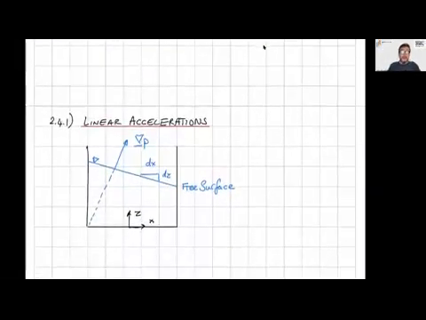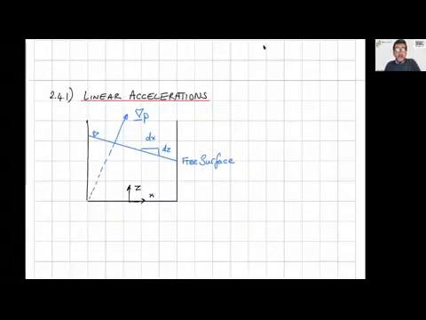A slightly more complicated example is to think about a linear acceleration. So for a linear acceleration, we might think about, for example, our glass of water again, but now I'm going to think about accelerating the glass. And so in this case that I've drawn here, the glass is accelerating in this direction, and I'll write it as a times Ex, where I've defined my coordinate system so that, again, gravity is minus g Ez, pointing downwards, and my coordinate system is as drawn.